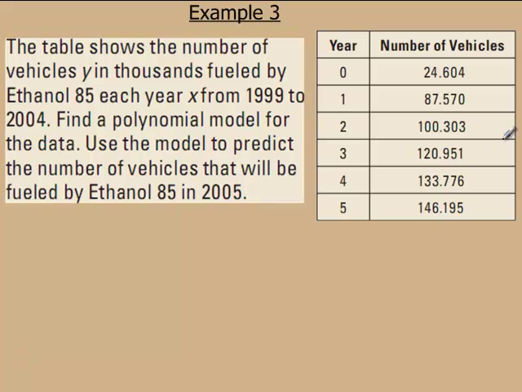So here's our table, where year 0 represents 1999. So this is the years since 1999. So 1999 itself would be 0 years away from 1999, and then all the way up to 2004. And these are the number of vehicles in thousands. Okay, that's important. I want to point that out.